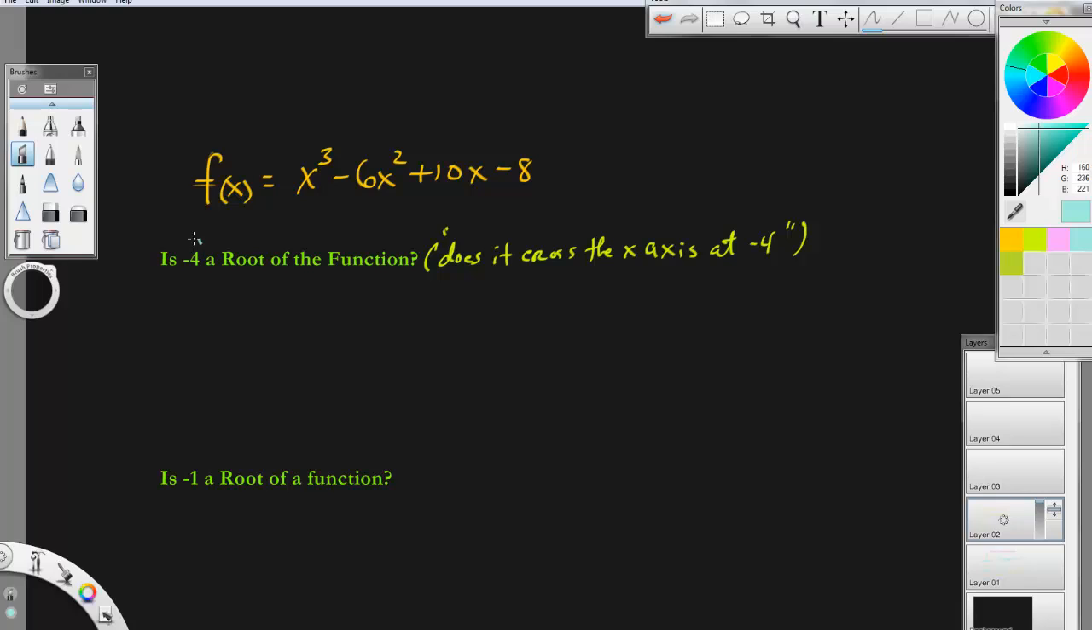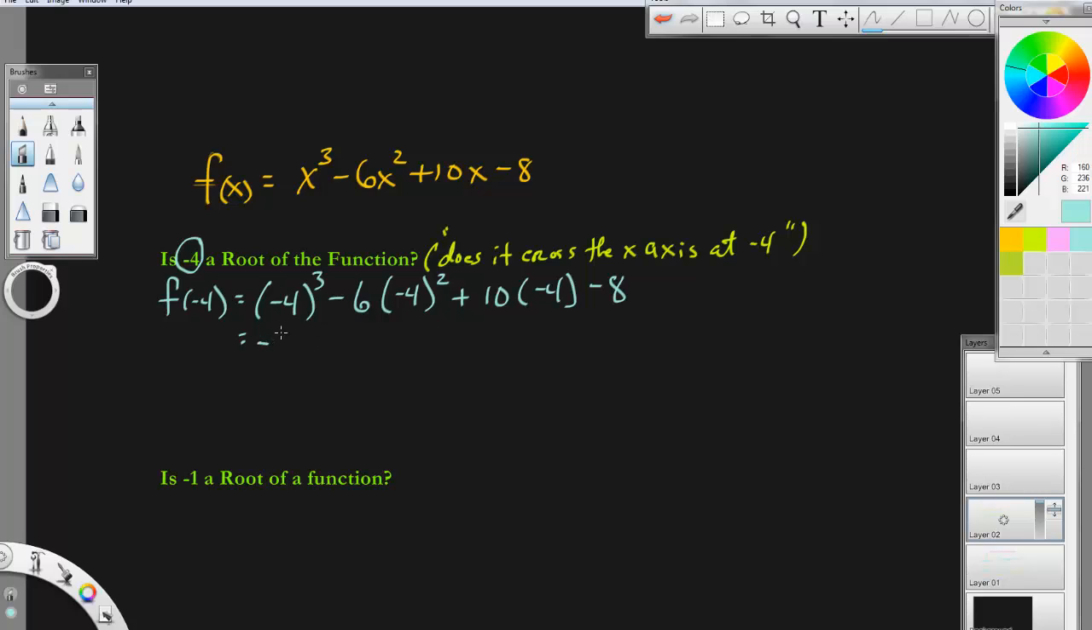So what we do is we stick -4 in for this x. We do f of -4, and we've done this so much. Again, you're doing this with me. Try to beat me done. If you're a little confused by what I'm doing, watch. Otherwise, go ahead and try to beat me done there. -4 cubed, minus 6 times -4 squared, plus 10 times -4 minus 8. If we do this correctly, and if it comes out 0, then the answer will be yes. So these are yes or no questions.